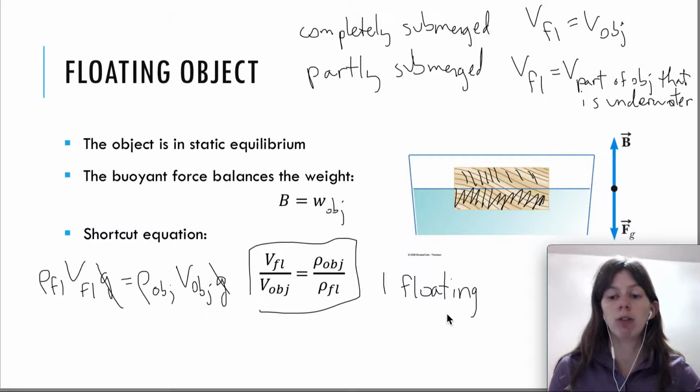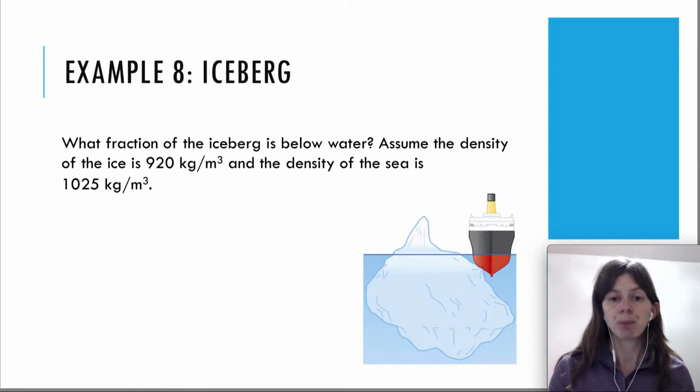If you have a floating object and then there's something that is stuck on top of it, then you cannot use this equation, because this equation was derived when the buoyant force on this one object was balancing the weight of that one object. So just keep that in mind when you want to use this equation. You can only have one floating object. Let's look at an example using this shortcut equation.